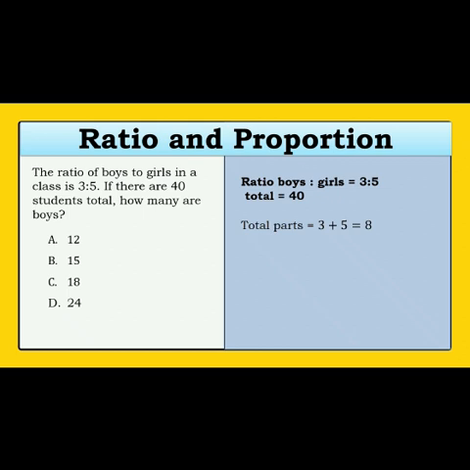3 plus 5 is equal to 8. Next, we're going to find each part. So the total students is 40 divided by 8. The answer is equal to 5. This 5, we're going to use as our multiplier for our ratio. So the number of boys is 3 times 5, which is equal to 15. And this is letter B.